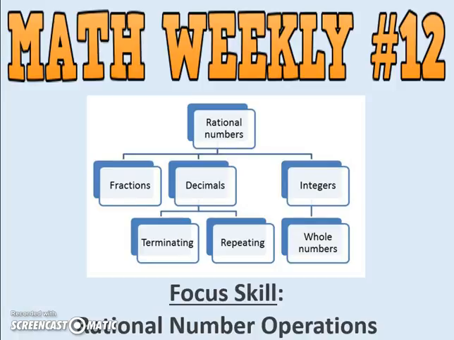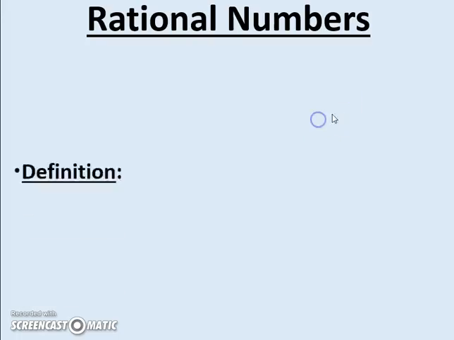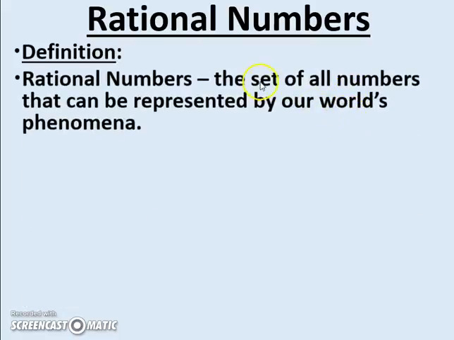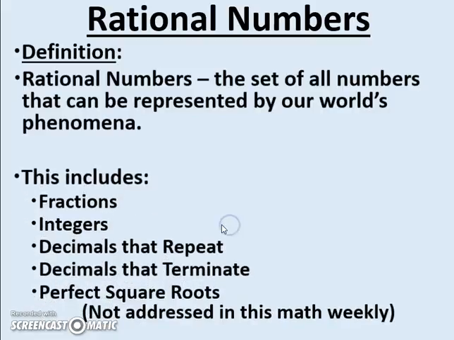In this Math Weekly, our focus skill will be on rational number operations. Rational numbers, by definition, are the set of all numbers that can be represented by our world's phenomena. This includes fractions, integers, decimals that repeat, decimals that terminate, and also perfect square roots, which will not be addressed in this Math Weekly.